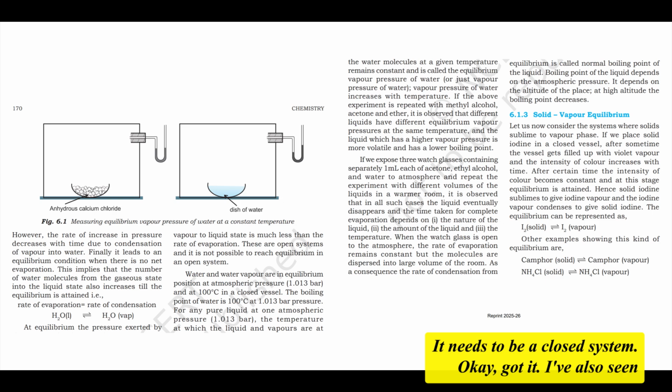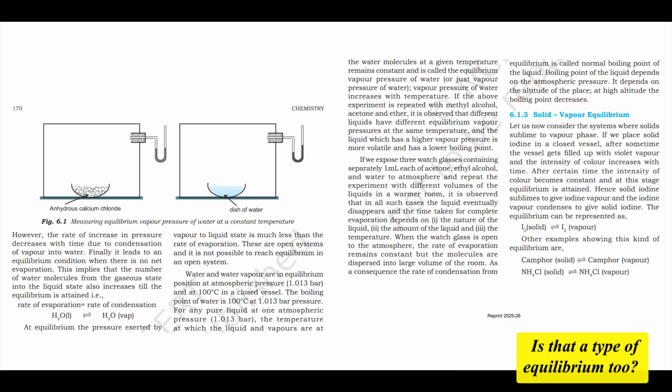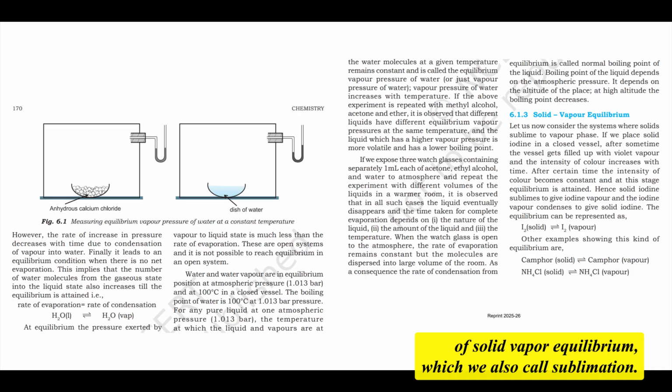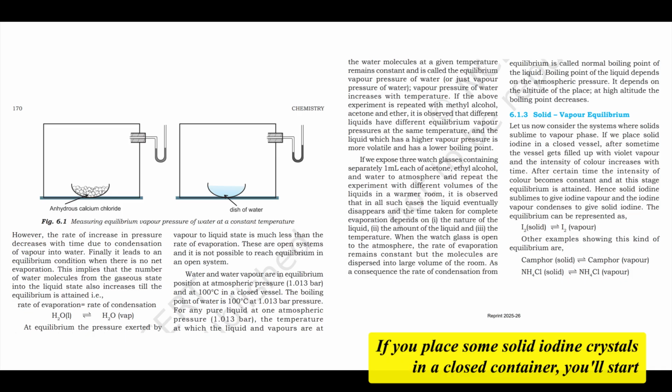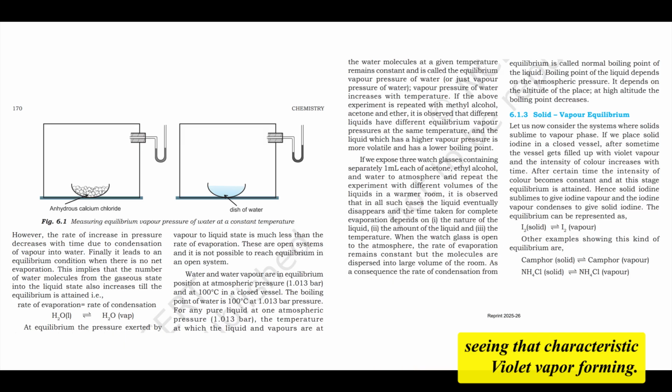Okay, got it. I've also seen solid iodine turning directly into a purple gas. Is that a type of equilibrium too? Excellent observation. That's a perfect example of solid-vapor equilibrium, which we also call sublimation. If you place some solid iodine crystals in a closed container, you'll start seeing that characteristic violet vapor forming. The color intensity will increase for a while, and then it becomes constant.